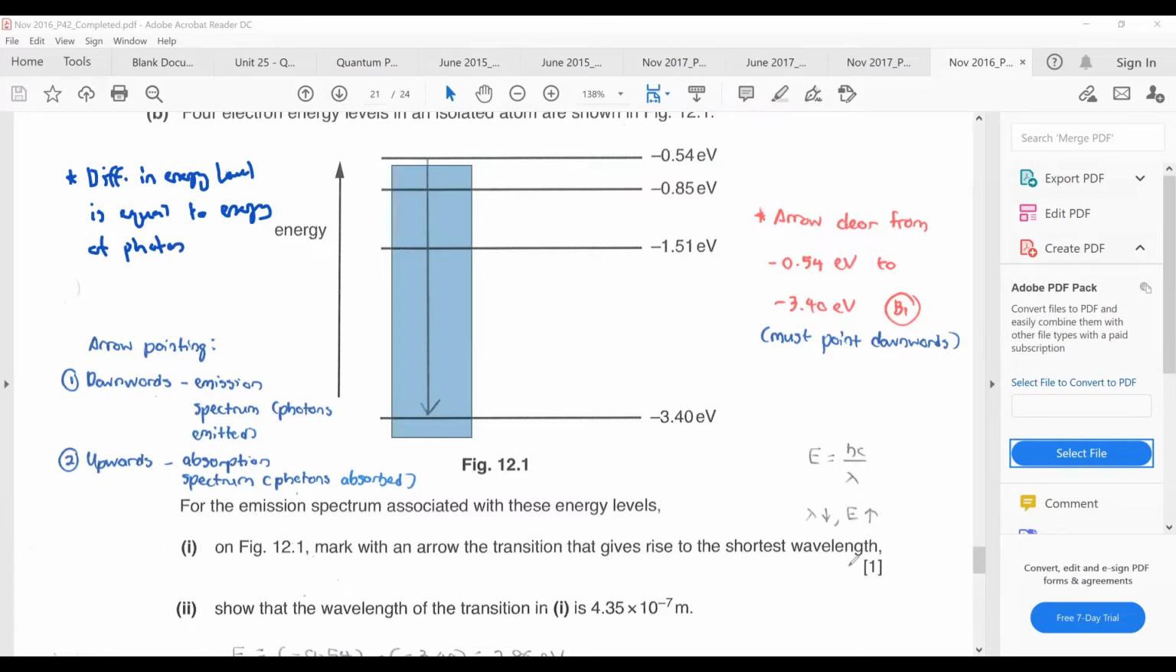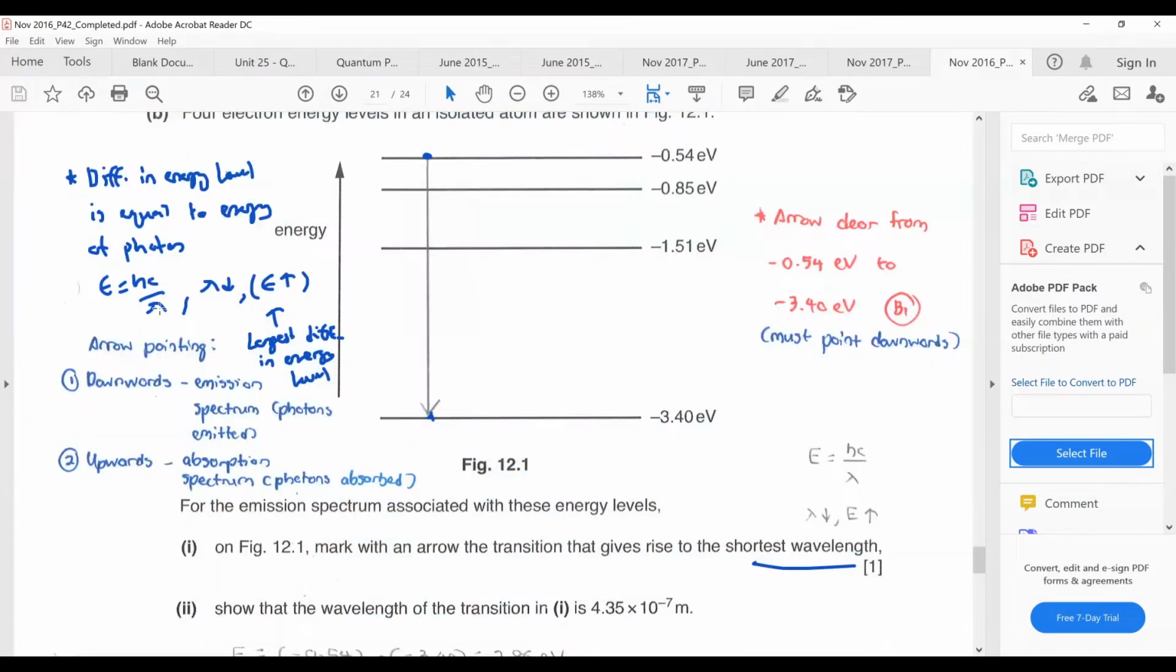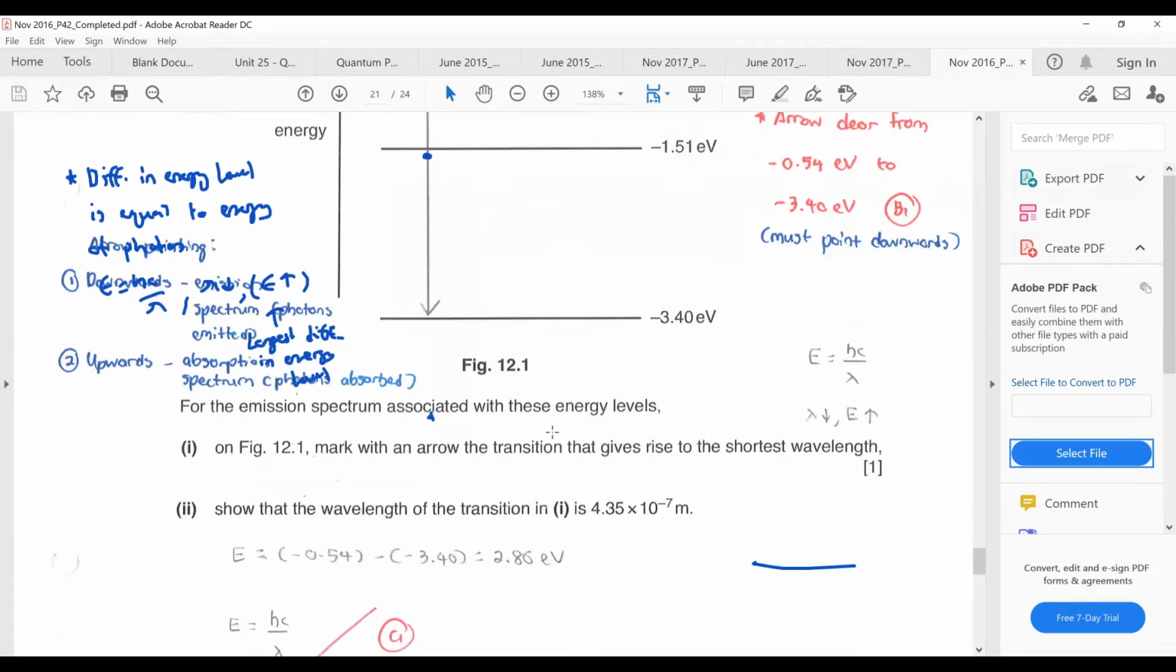So in your case, they want the shortest wavelength. So E is equal to hc over lambda. Lambda being smallest, that means E is the largest. So E being the largest means the largest difference in energy level. So you will have to draw the arrow from here to here. Okay. Because shortest wavelength would mean largest energy. Largest energy would mean the largest difference in energy level. That's all there is to it.